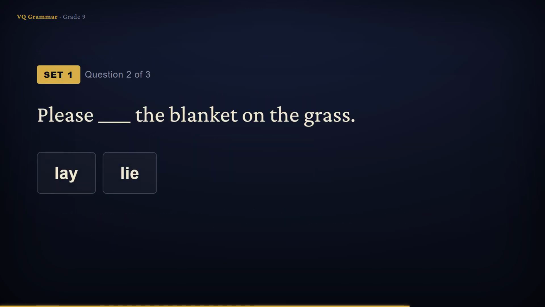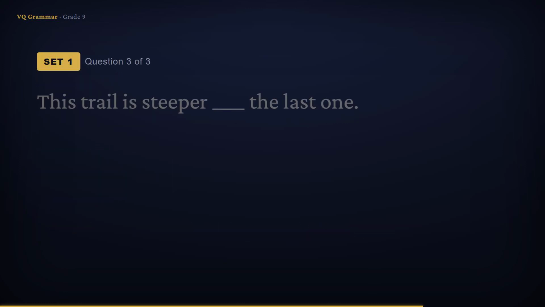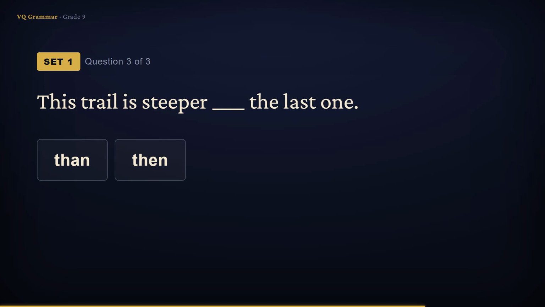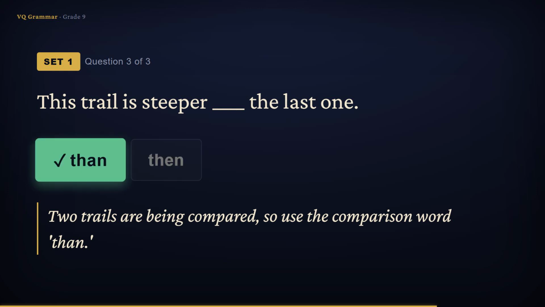Please lay, or lie, the blanket on the grass. Ask the object question. Is there a thing being placed? Yes, the blanket. When you place a thing, you use lay. So the answer is lay. This trail is steeper than, or then, the last one. We're comparing 2 trails, steeper than something. Comparison calls for than, the one with an A. So the answer is than.